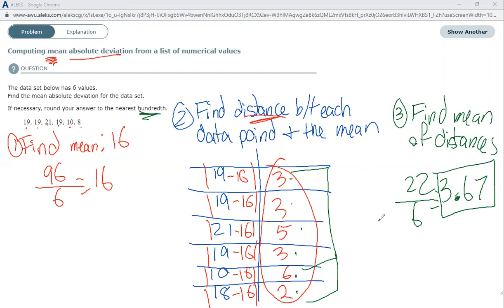Hopefully that helps. If you still are stuck, let me know. First, find the mean of your data points, then subtract each of your numbers from 16 and make sure it's positive, and then find the mean of those answers.